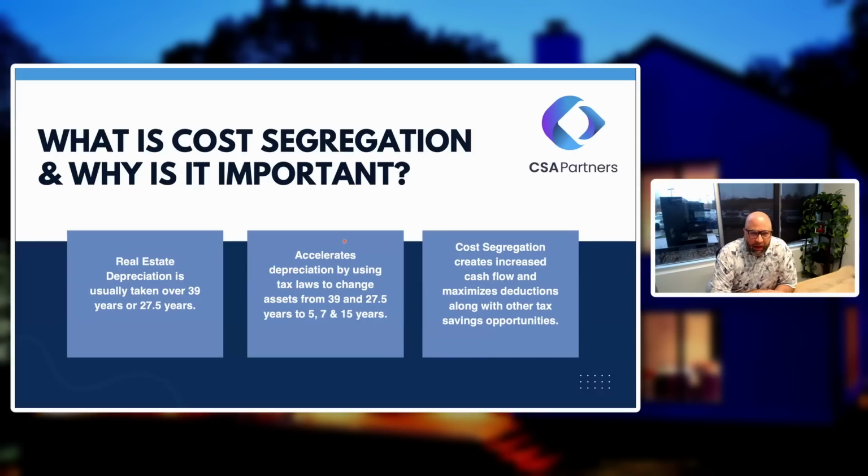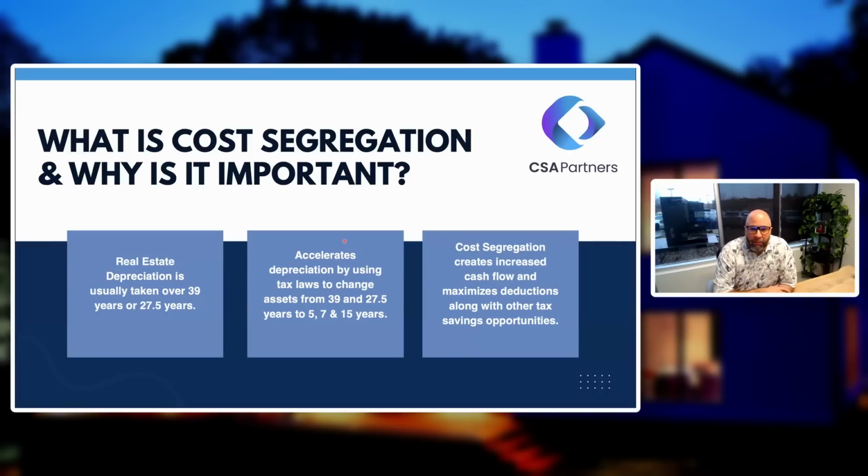For example, there is something called 1245 property, which is kind of called your personal property. That's the stuff on the inside of the building. That's your flooring, your carpet, your cabinets, your countertops, your appliances, ceiling fans, window coverings. All those things the IRS says, hey, they don't last 27 and a half years or 39 years. They last 5 years.